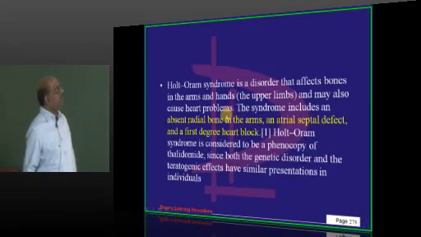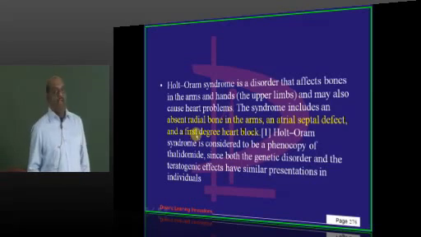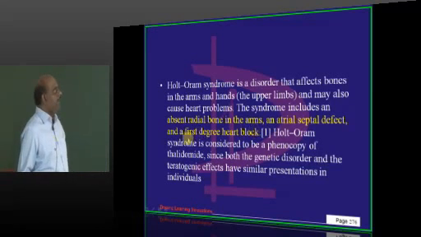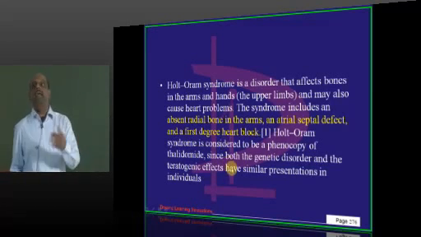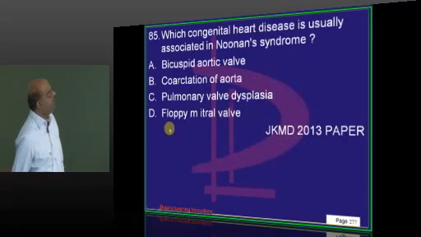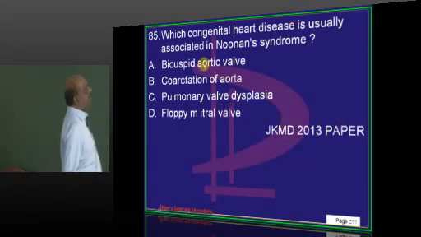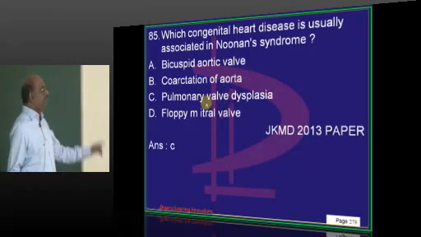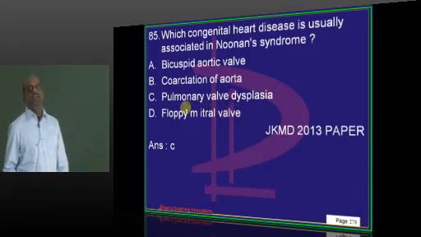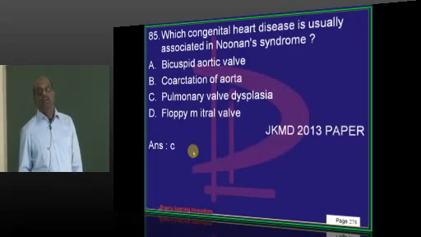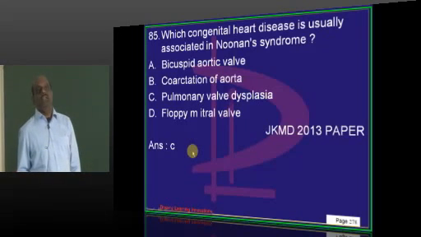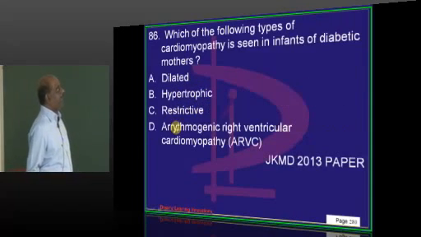In Holt-Oram syndrome, what do you have, doctor? Absent radii, atrial septal defect, first degree heart block. The combination is what you see. In Noonan syndrome we may find pulmonary valve dysplasia, whereas Turner is associated with coarctation, etc., is what needs to be remembered.